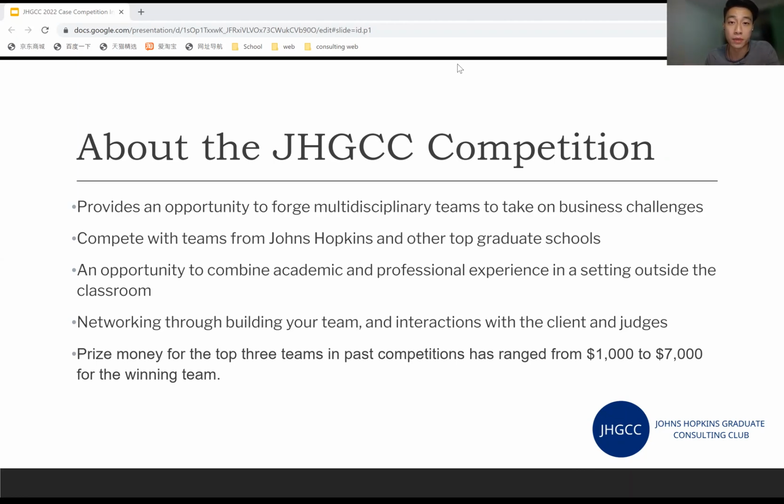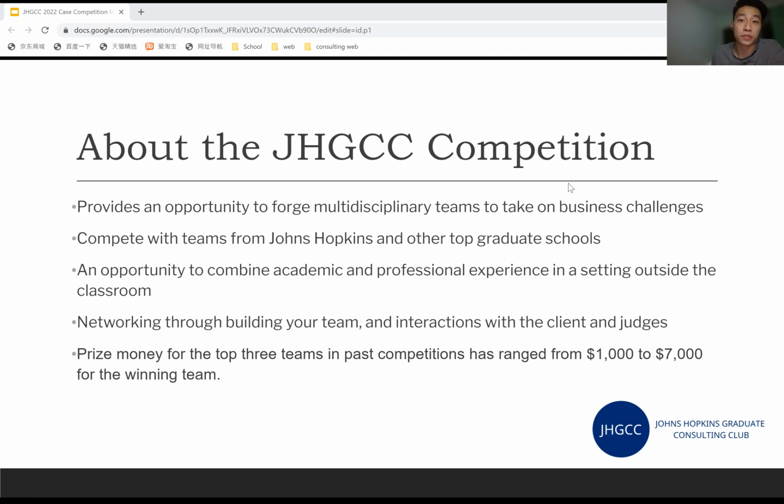A business challenge could be, for example, an organization that is facing a profitability problem, or they're launching a new product. They're seeking to enter a market and how to enter that market. And in terms of your teams, you're going to form a team of 5. I assume that today the majority of us will be students from Johns Hopkins, but at the case competition, you're actually competing with students from all graduate schools from North America. And I believe that last year we had 3 teams even from Canada as well.